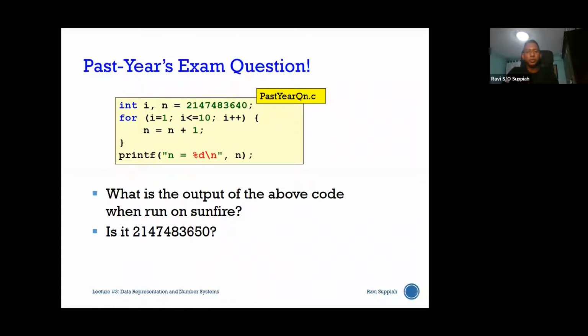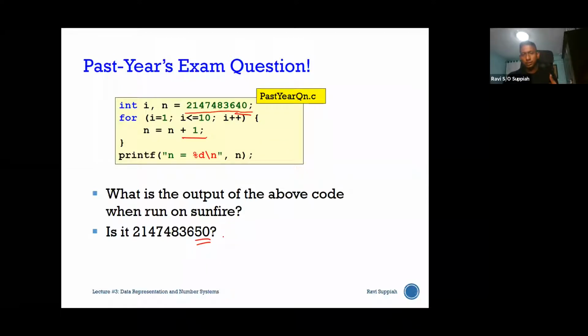Not our BTech module. In this question, we are given a declaration of variable and a for loop, and we're asking what is the output here. So we start off with this number, 214748364, and then we run a loop for 10 times. Effectively, each time I increment by 1. So since I start off with 40, if I add 10, is the final answer 50?